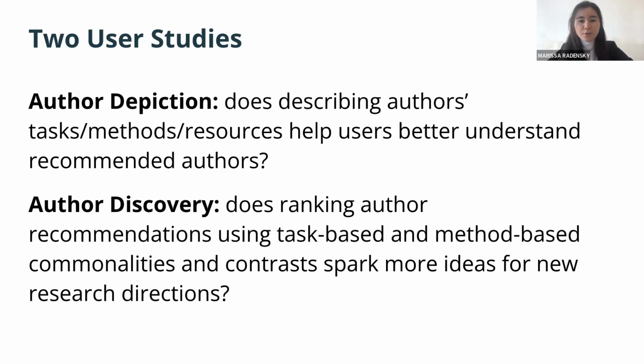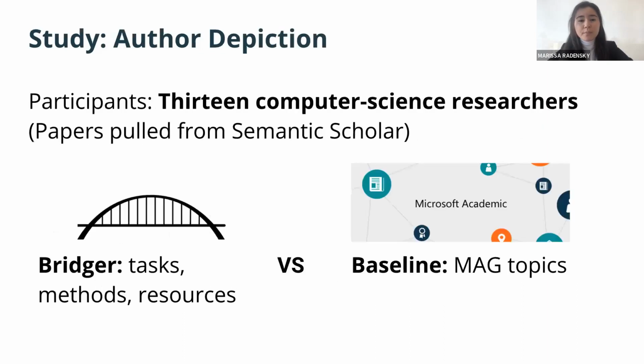We conduct 2 user studies relevant to Bridger. The first addresses how to depict recommended authors. Does describing authors' tasks, methods, and resources help users better understand recommended authors? The second addresses how to rank the recommended authors. Does ranking author recommendations using task-based commonalities and method-based contrasts spark more ideas for new research directions?